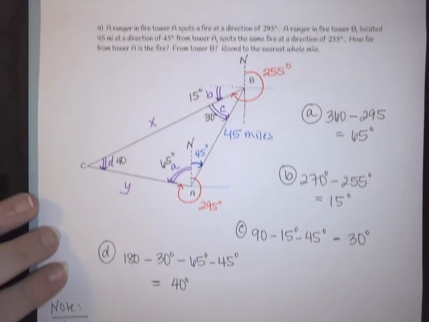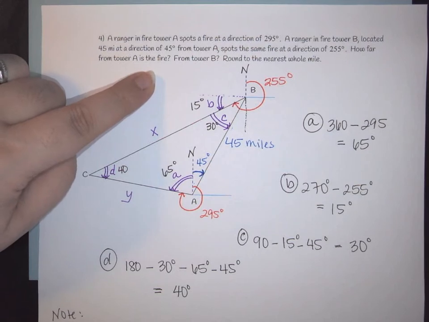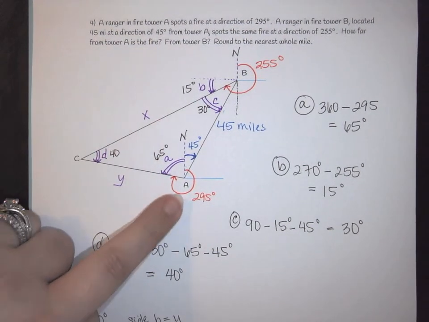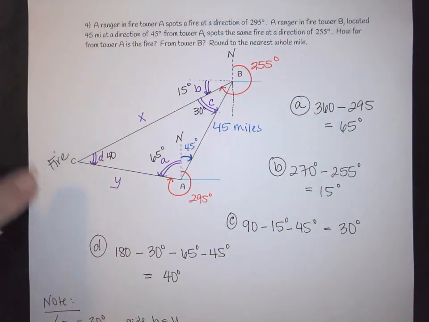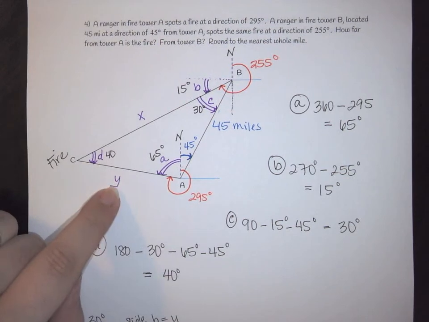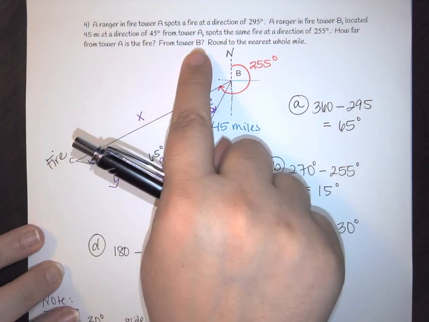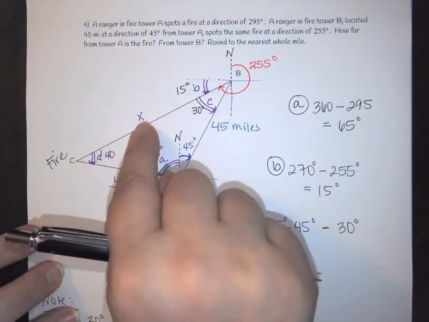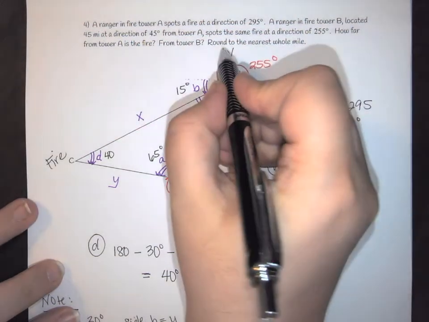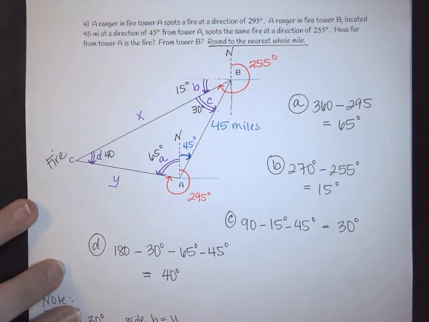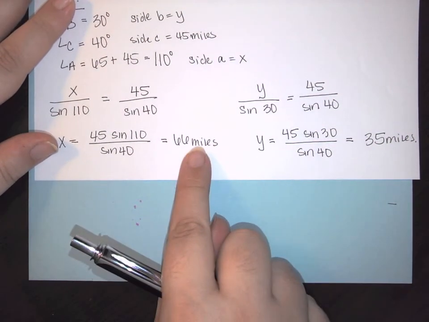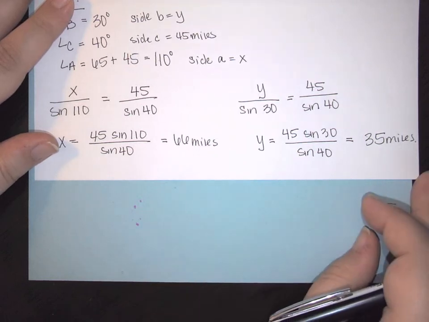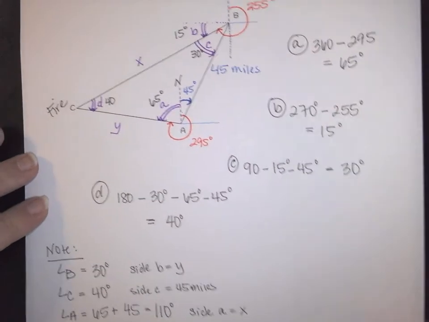So to answer our question, the first question said, how far from Tower A is the fire? So from Tower A to the fire, because remember, angle C right here was your fire, this was to find the length of y, which we found to be 35 miles. The second part says from Tower B. So from B to the fire is x, which we found to be 66. And notice in this problem it said round to the nearest whole mile, which is why we rounded these two answers. Whew, that took a lot of rotation.